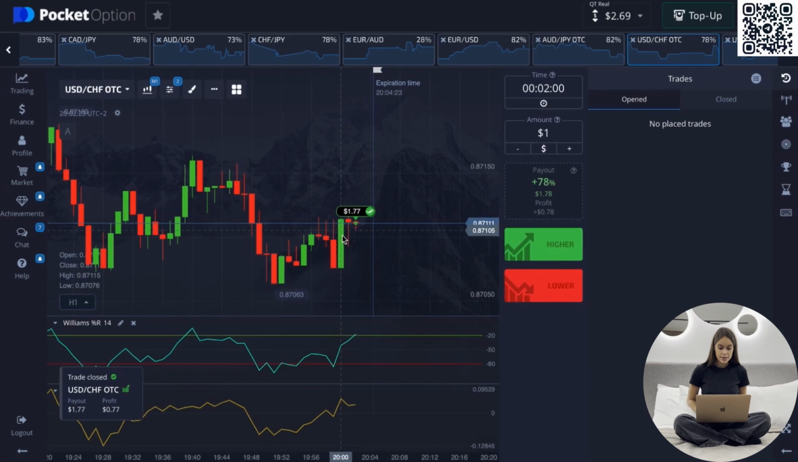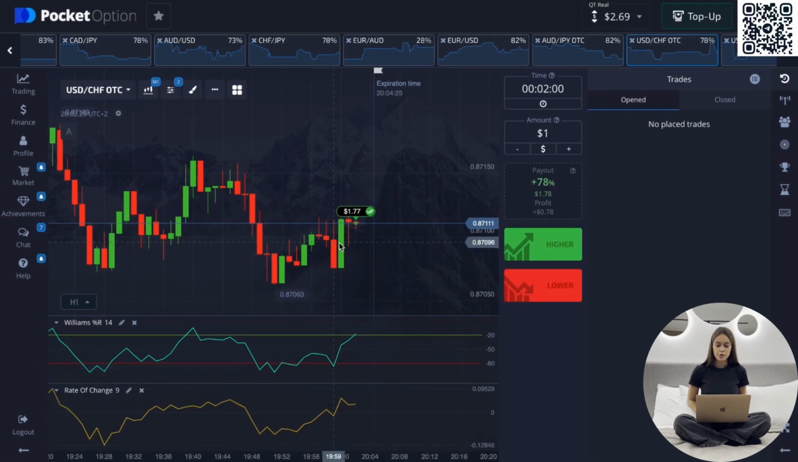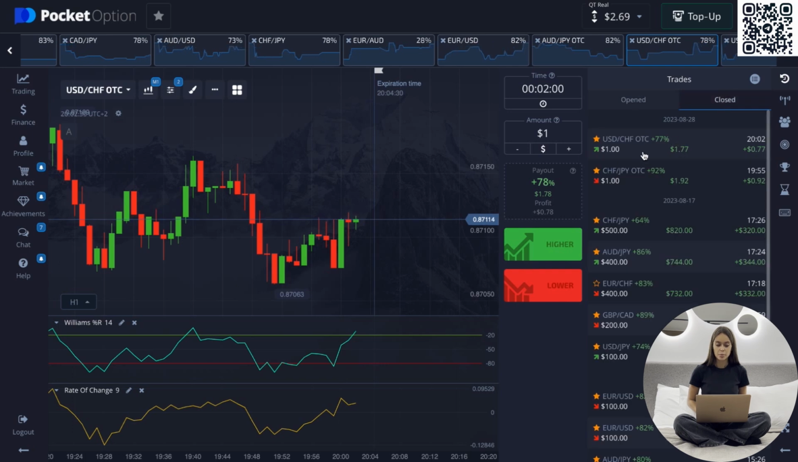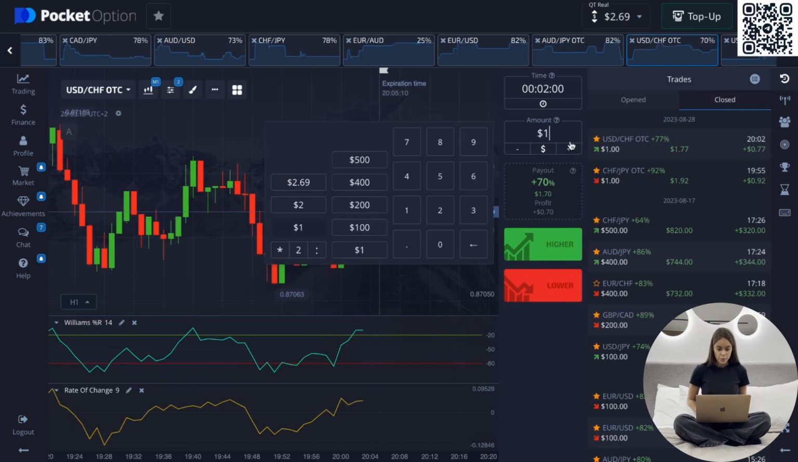Great, as you can see, we got a great price reaction from our entry and our second deal also went into the plus. I can already set the price of the third transaction at $2. We look further.